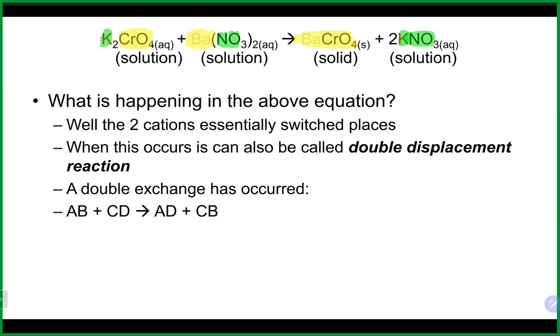That is how you can recognize it, different from a single replacement reaction where you have just one ionic compound. If you have two ionic compounds to start with, it's going to be a double displacement reaction. And in this case, one of them does make a solid, which makes it a precipitation reaction, a more specific classification. Any questions on that?